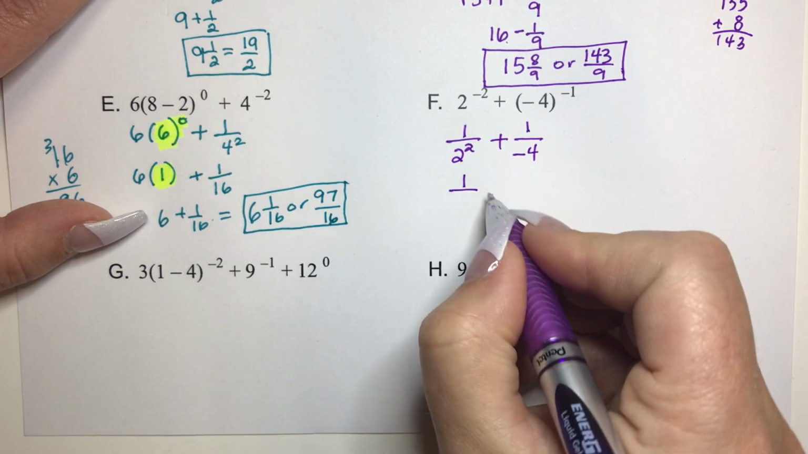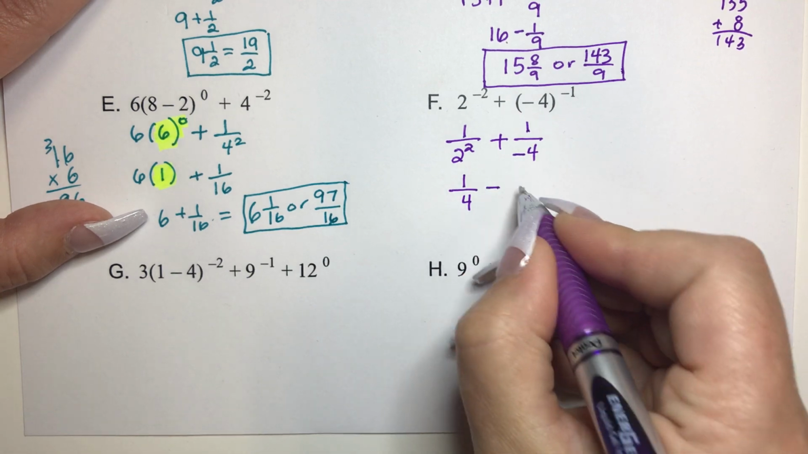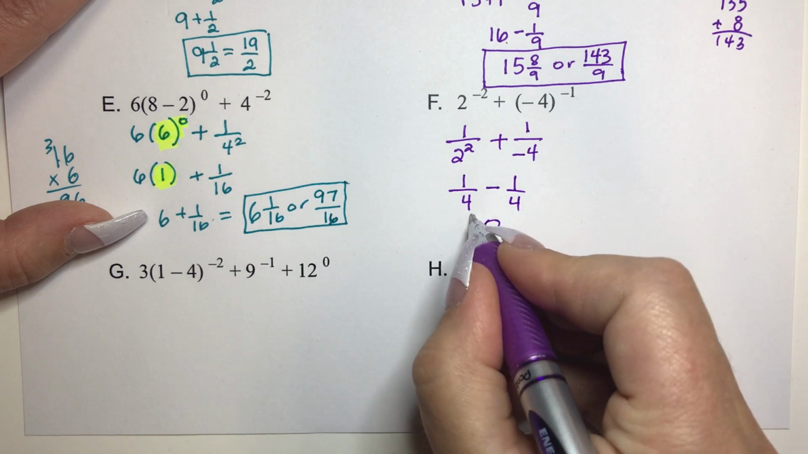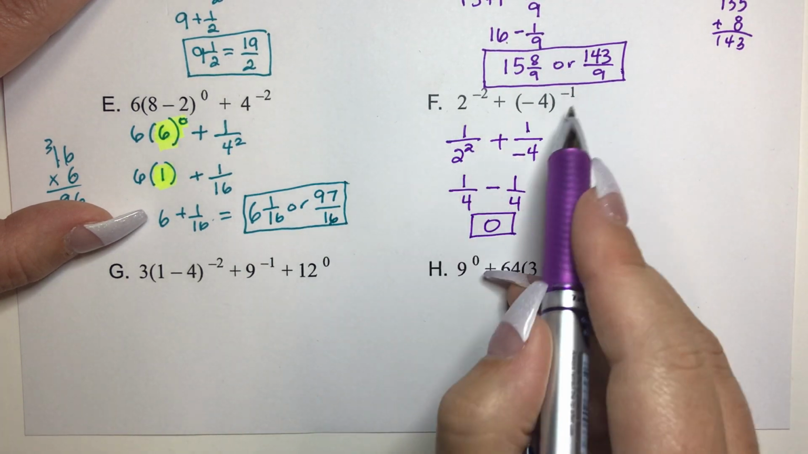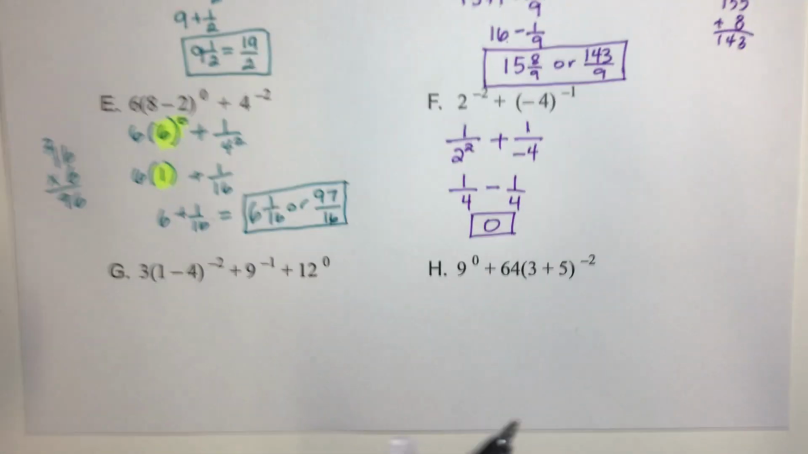2 squared is the same thing as 2 times 2, which is 4. And this 1 over -4 can just be written as -1/4. And 1/4 minus 1/4 is 0. I love it when that happens, where we start with this and then we end up with 0. So simple. So if you got that one right, woohoo, good job.